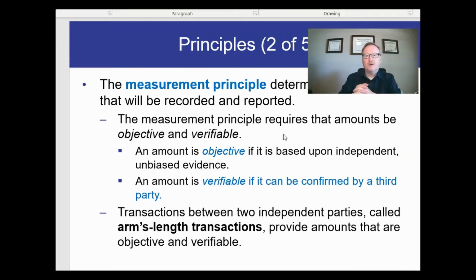But the measurement principle, the monetary unit is being measured. So what is it? It says the amount, how much money we're going to assign to something, is based upon independent evidence, and it is verifiable, and we're going to say, especially in the corporate world, is verified, confirmed by a third party. So what does that mean?